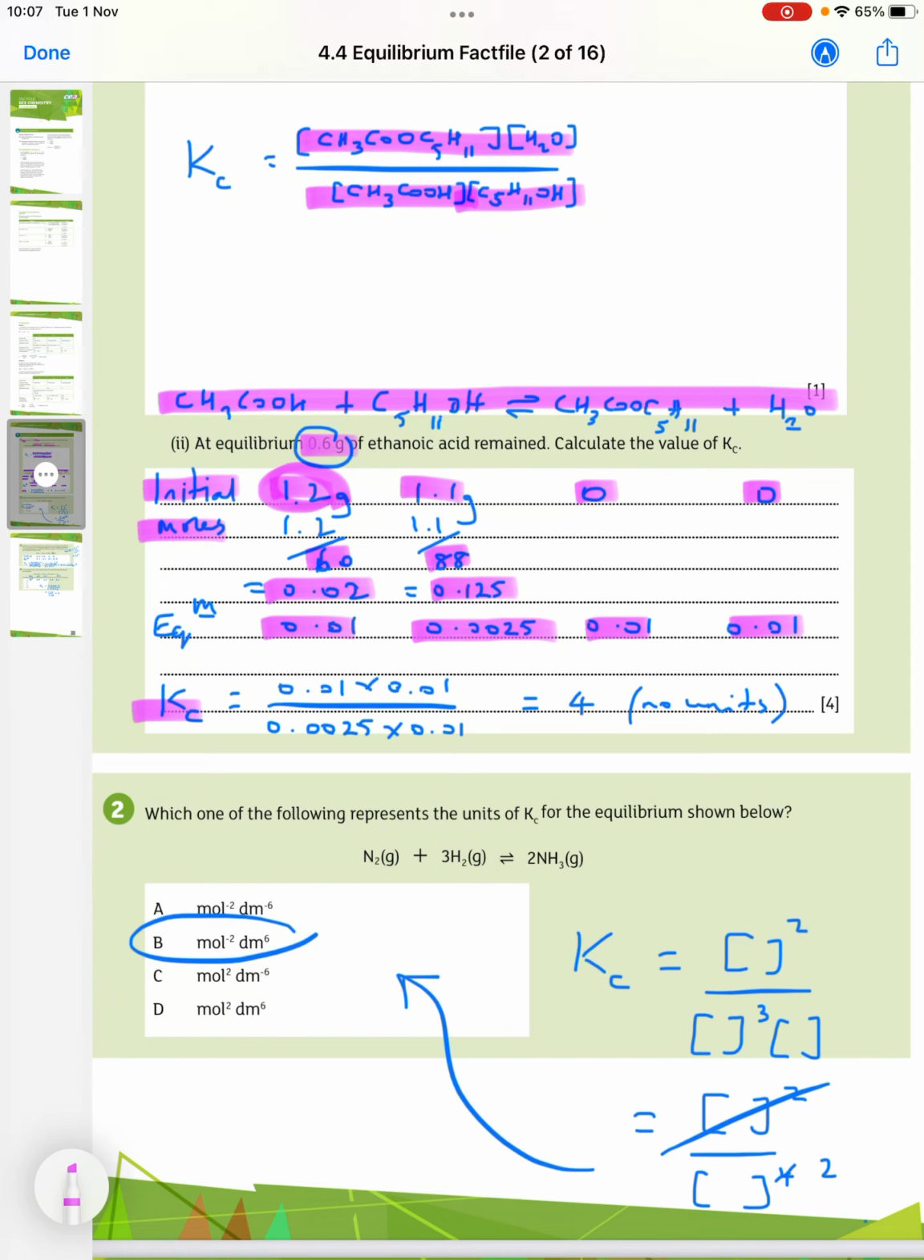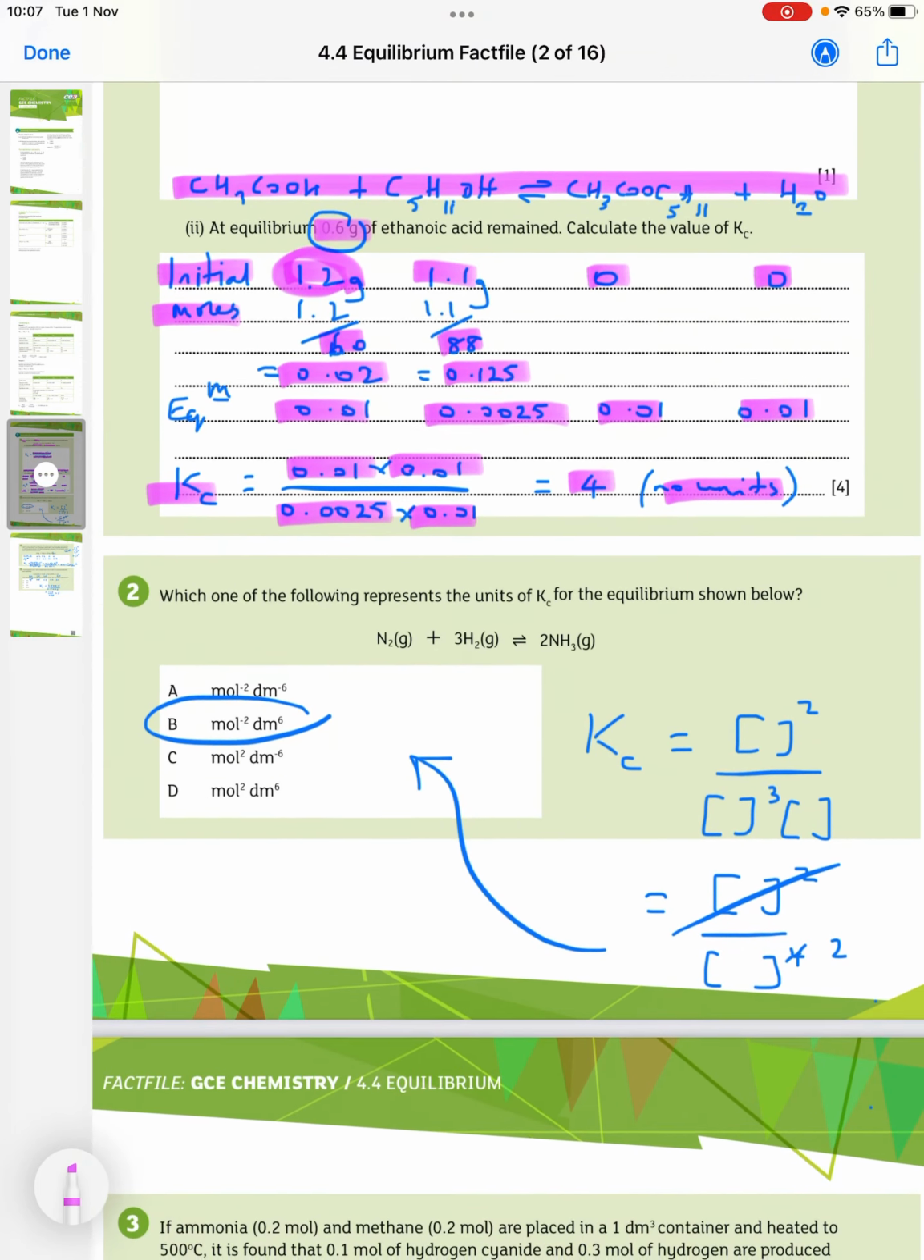Kc is the concentration of the ester times the water divided by the concentration of the alcohol times the acid, so the answer is 4. And there are no units. The reason there are no units is because it's just concentration squared over concentration squared, so it gives us no units. Okay.